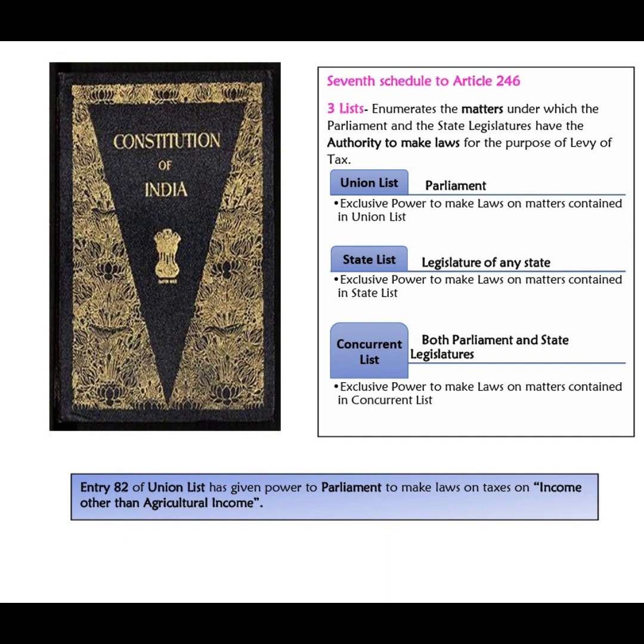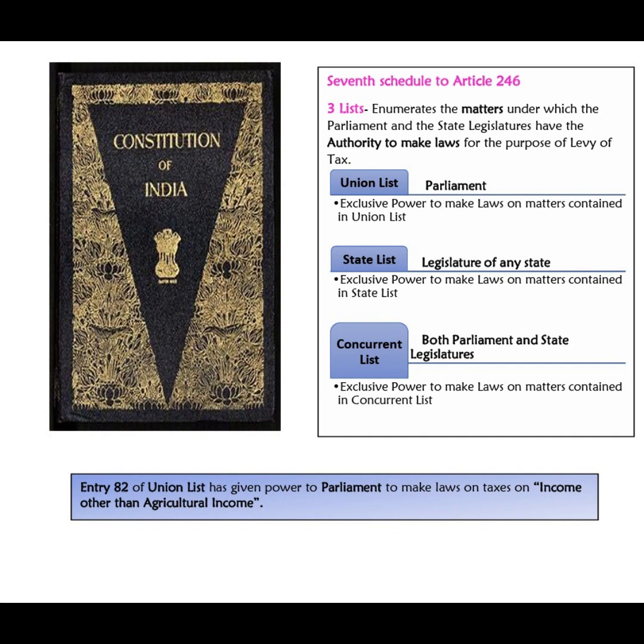Repeat with me guys, in the Article 246 7th schedule, there are 3 lists. The first one is Union List, which has matters on which only Parliament can make laws. That is what exclusive power means. Only Parliament has exclusive power to make laws on matters contained in the Union List. And only state legislatures can make laws on matters contained in the State List, the second list. And then comes the Concurrent List. Both Parliament and state legislatures have exclusive power to make laws on matters contained in the Concurrent List.